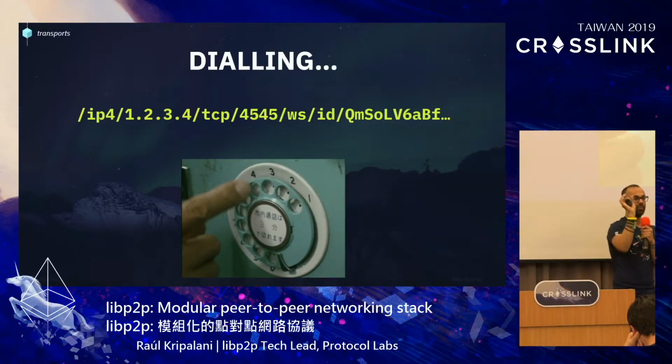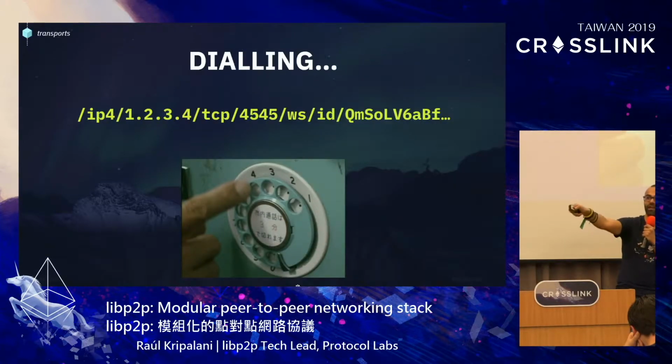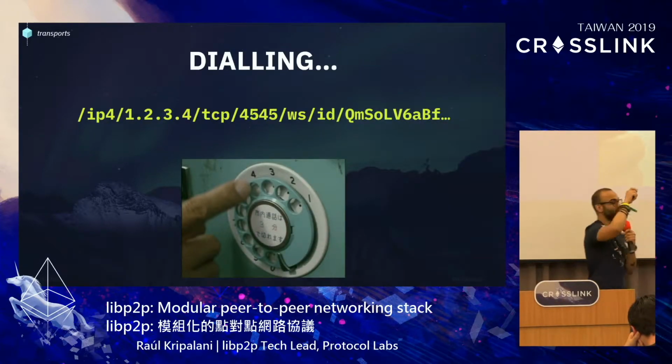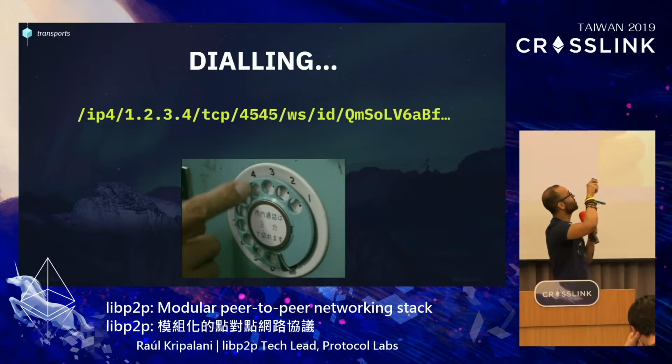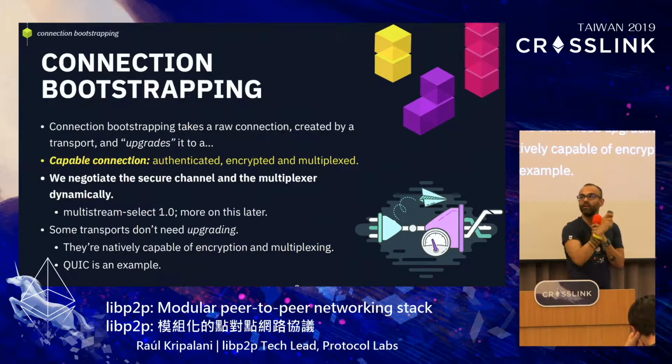So imagine you've got a multi-adder, right? And this represents a peer somewhere in the world that you want to interact with. How does the dialing process actually work? So if you look at this multi-adder, it's basically saying, hey, I want to contact the process at IP address 1.1234 at this port number. I'm using TCP, and this is their peer identity. Right? This is their peer ID.